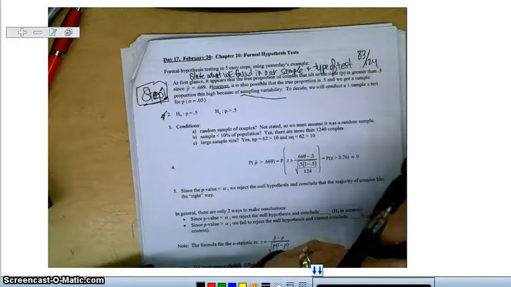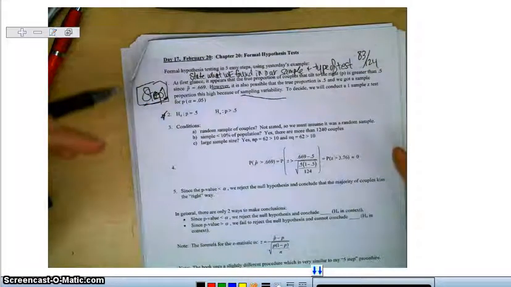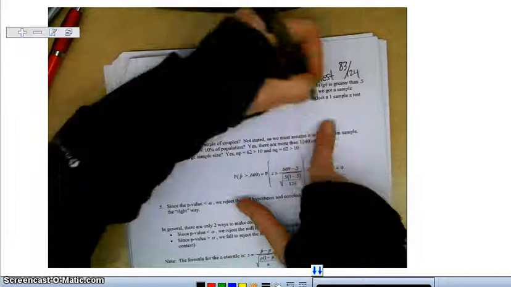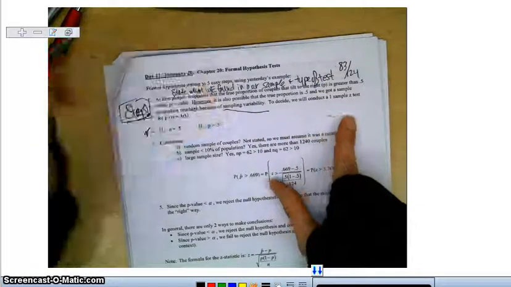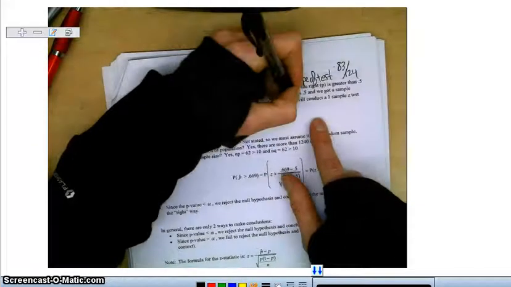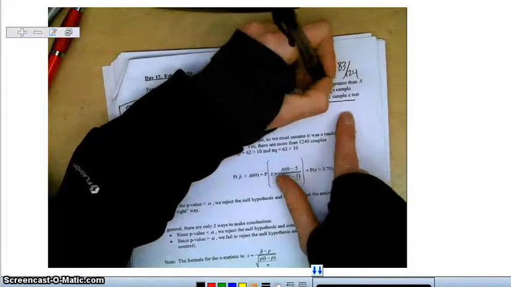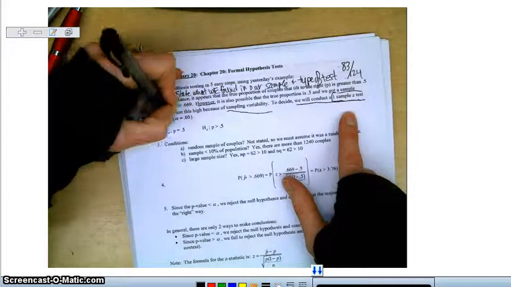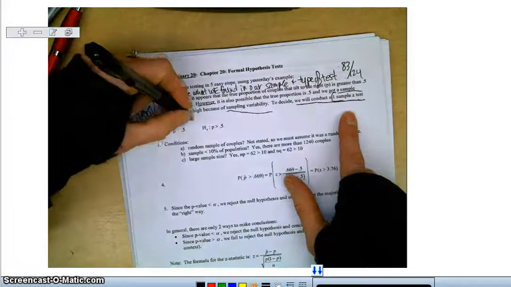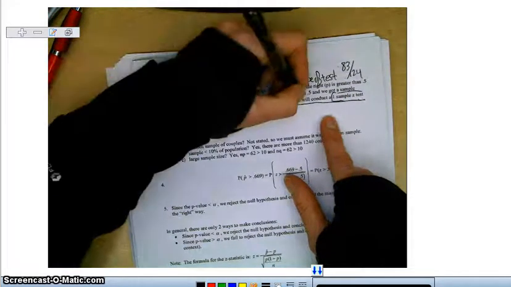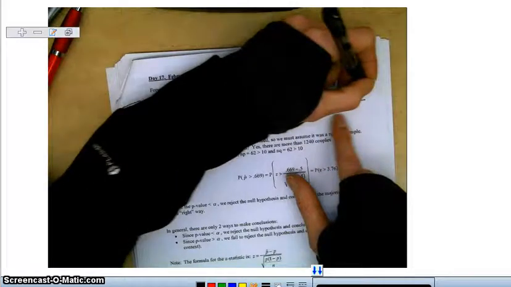So, but I'm not going to go do that. Instead, I'm going to do a hypothesis test. So to decide, here's the key of this entire statement here. To decide, I will conduct a one sample z-test for P. And you name your alpha level. So you have to name the type of test.